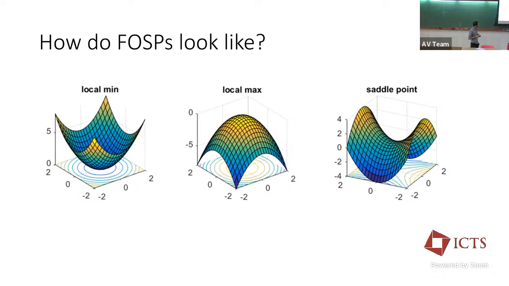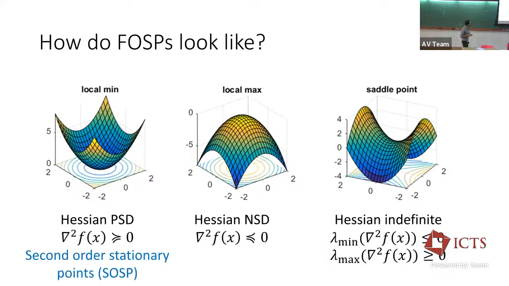And finally, there could also be saddle points, where the point is a minimum in some directions, but a maximum in some other directions. First order stationary points could be any of these. How do we distinguish these different cases? One way is to look at the Hessian. For local minima, the Hessian, the second derivative, is always a positive semi-definite matrix. For local maxima, the Hessian is always a negative semi-definite matrix. And for saddle points, in general, the Hessian could be indefinite. It could have both positive as well as negative eigenvalues.